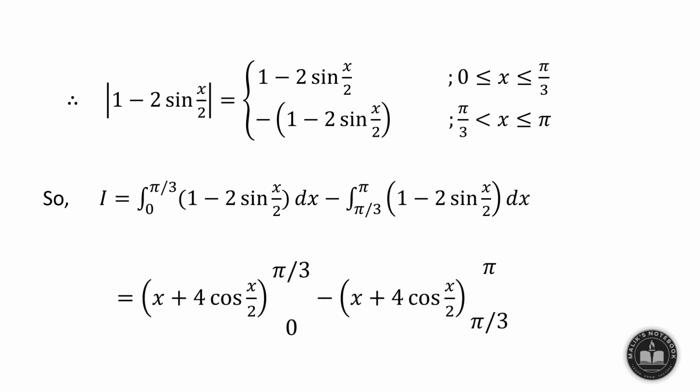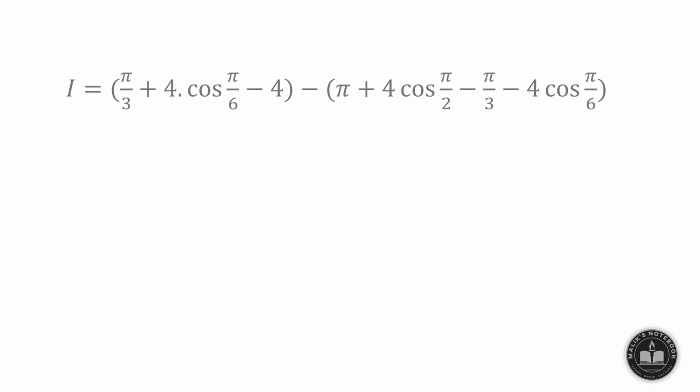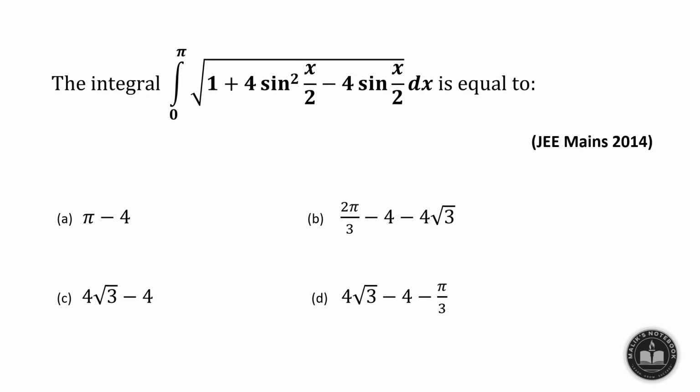Just putting the values, solving the integral, we know the integral of 1 is x, and for sin x is minus cos x. This can be further simplified, just putting the upper limits and lower limits. We get the following expression. Okay, this can be further simplified to 4 root 3 minus 4 minus pi by 3. And this is our final answer. This actually matches option D. So option D would be the correct answer. Thank you.